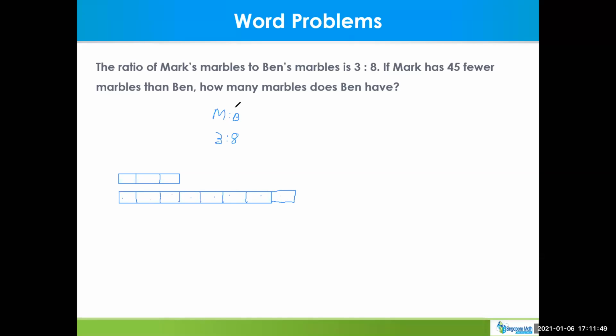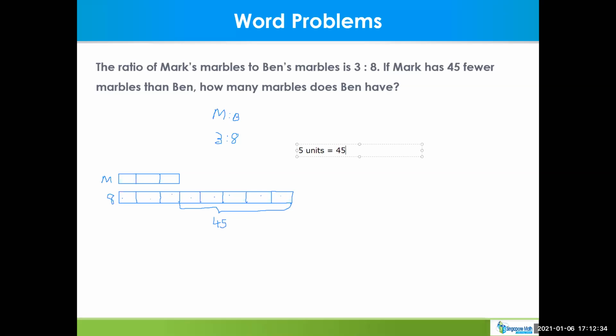Let's look at this one now. Mark has 3 units and Ben has 8 units, so the ratio is 3:8. Let me just tidy this up a bit because it's really a skill to draw a bar model on Zoom. If Mark has 45 fewer marbles than Ben, this is the difference here, and this is 45. So that means 5 units is 45.